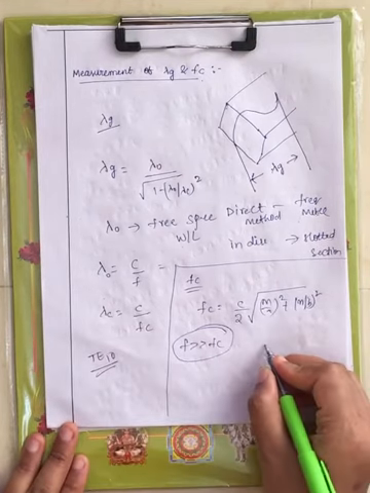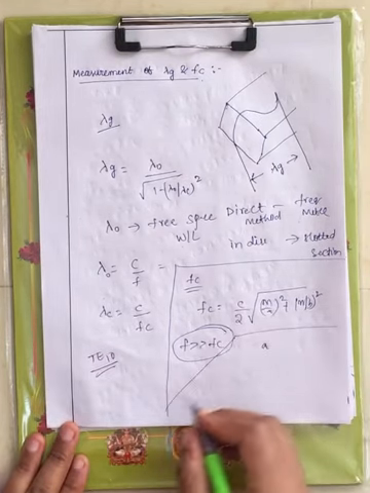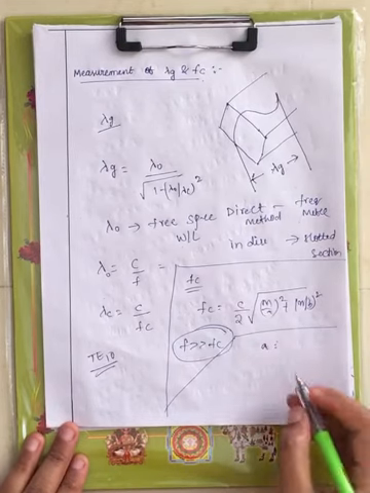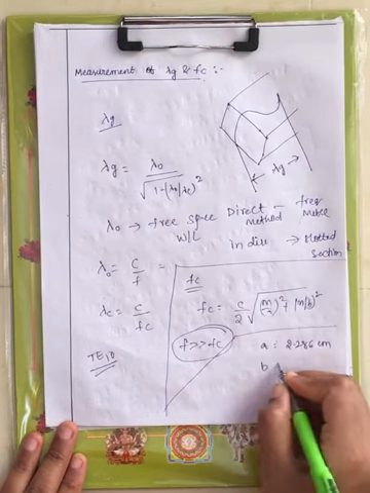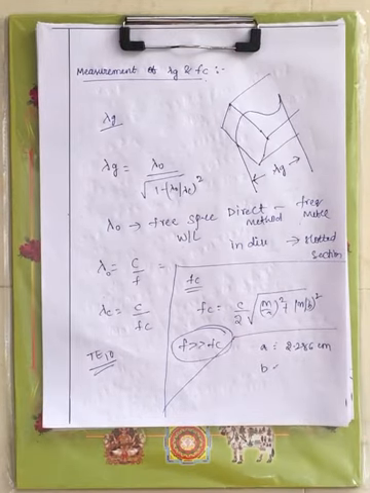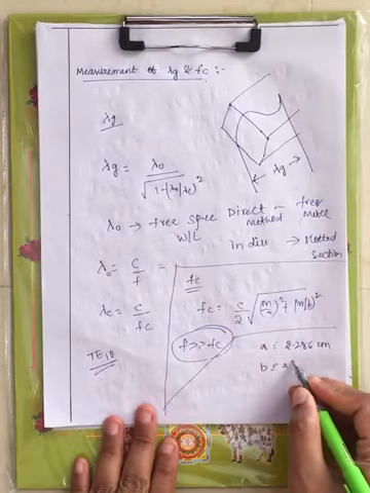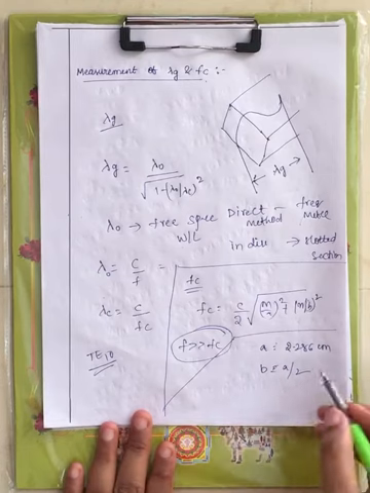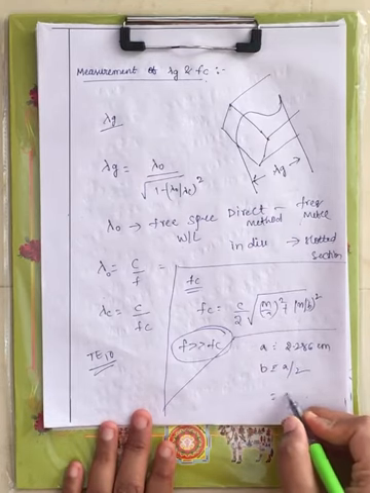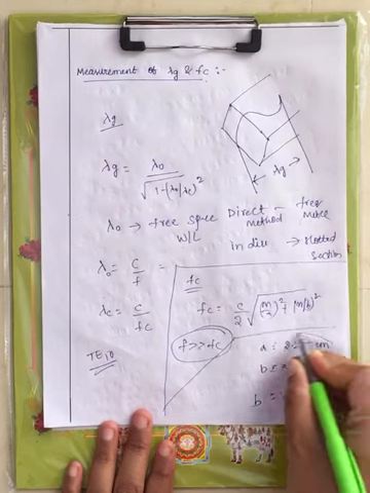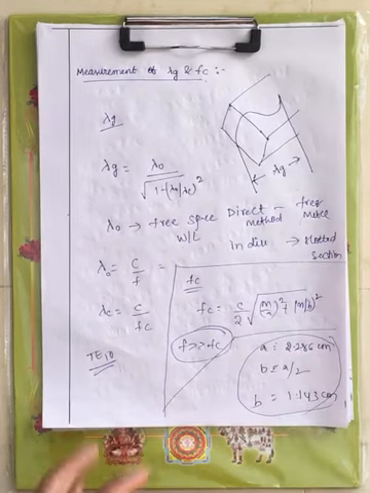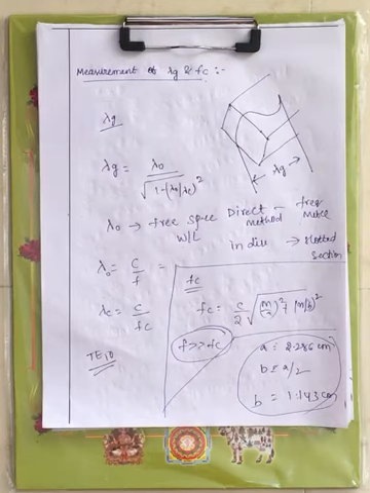TE10 mode, right? As I have said, the standard dimension, the A value, is 2.286 centimeters. This you have to always remember. These are the standard dimensions of the rectangular waveguide which you are using in your lab. Now B is half of A, so 2.286 divided by 2, which is 1.143. The B value is 1.143. You have to remember these values in order to calculate cutoff frequency, and using that cutoff frequency you can calculate cutoff wavelength, right?